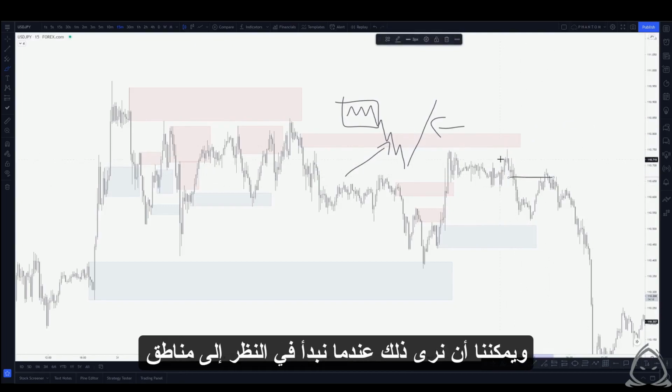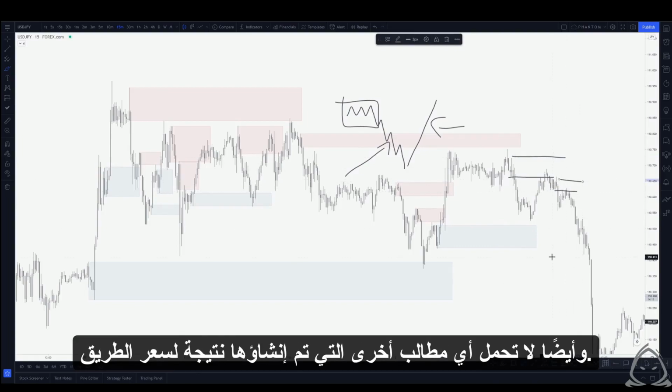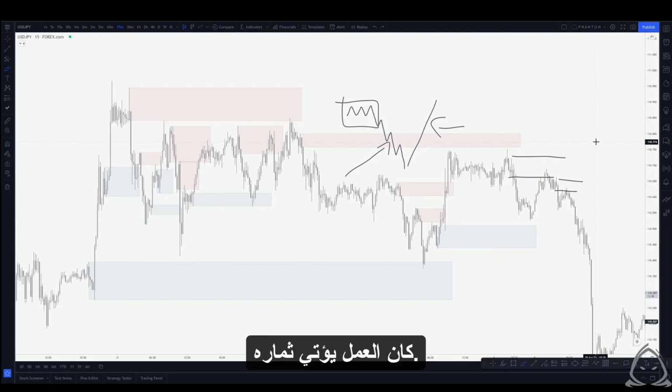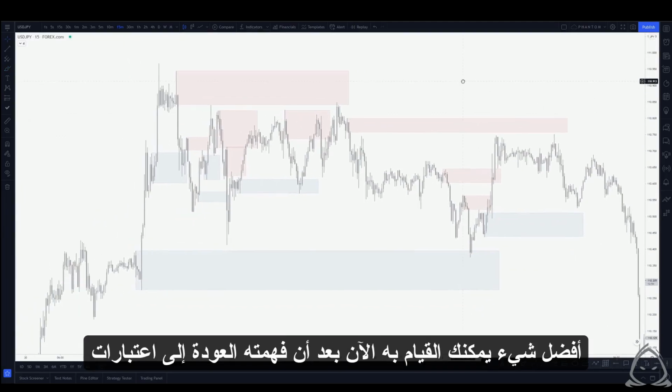And we can see that when we start to look at supply zones that are being created on the way down, and also not holding any other demand zones that have been created as a result of the way price action has been delivering.